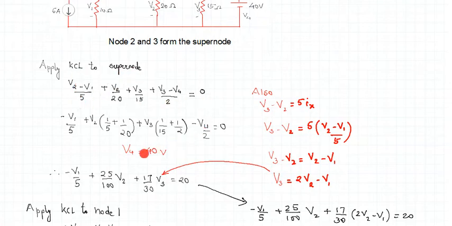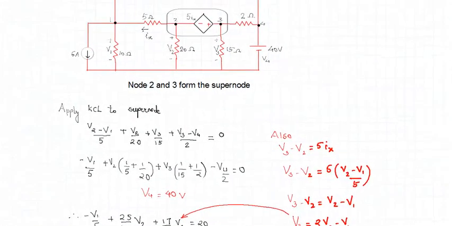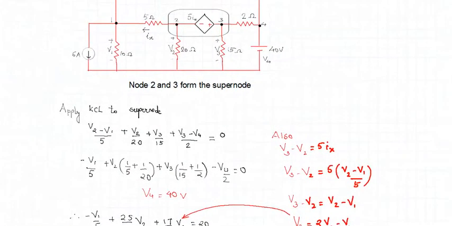And let me talk about V4. Look at your V4 voltage, friends. What is your V4 voltage here? V4 is this particular voltage. So V4 is the voltage from this particular point to the reference. There is a direct voltage source across it, and hence V4 has a value of 40 volts. Right, so I know V4, correct?